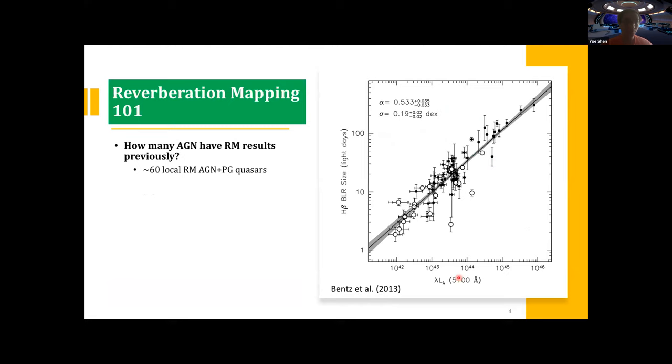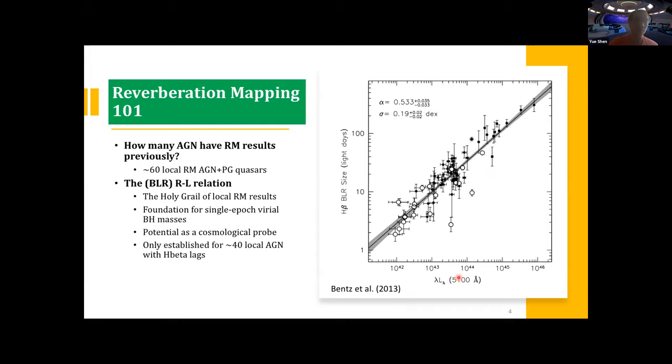So this is a summary of what we already have from previous traditional reverberation mapping experiments, from decades of RM programs on the low redshift AGN population. We have about 60 objects. Most are local, low luminosity AGN, and some are PG quasars at redshift below 0.5, for which we have reliable reverberation mapping lags. Most of them are H beta lags.